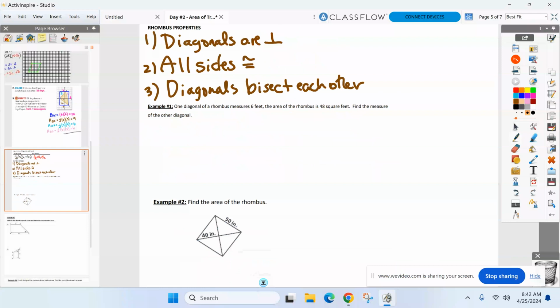I give you one diagonal 6. Area is 48. What about the other diagonal? All right, get the formula down. Let's get the formula. 1/2. And I'll keep reminding you, it's all multiplication. Every year somehow I get a handful of students that put an addition sign in there. It's all multiplication.